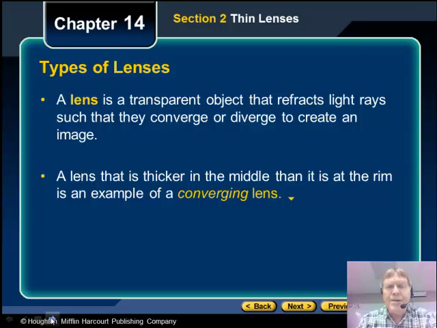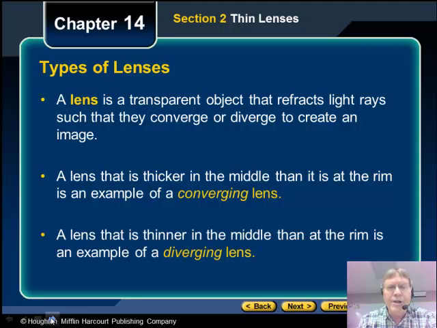If a lens is thicker in the middle than it is at the rim, that is a converging lens, and we'll see why that's called converging in just a minute. If it's thinner in the middle than it is at the outside, then it's a diverging lens.